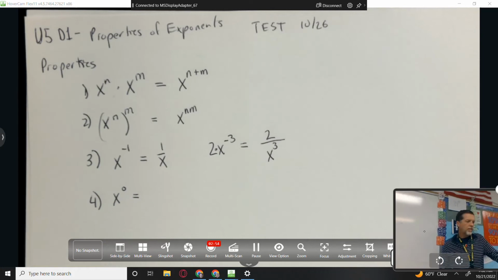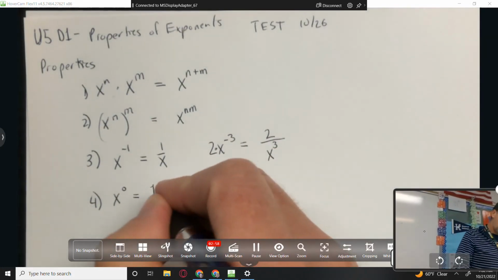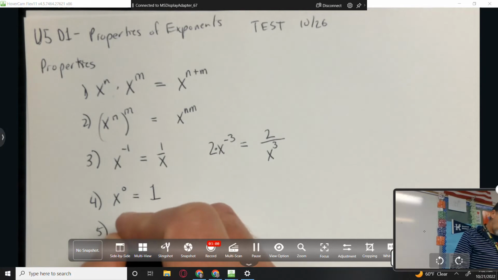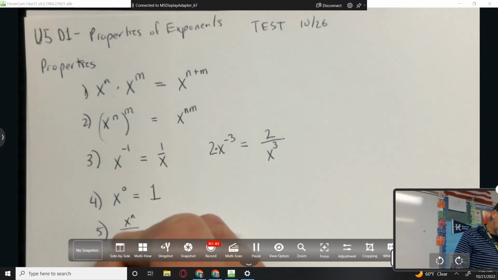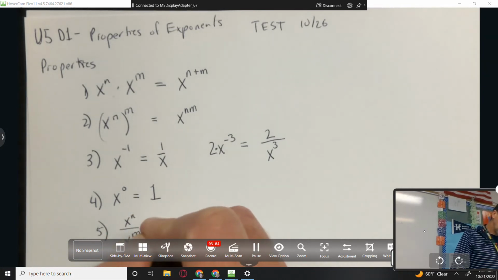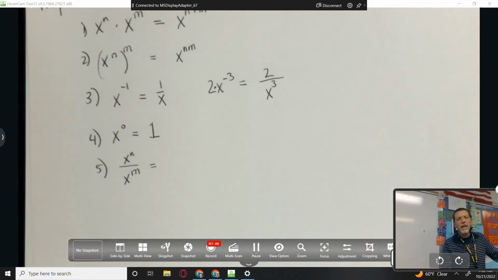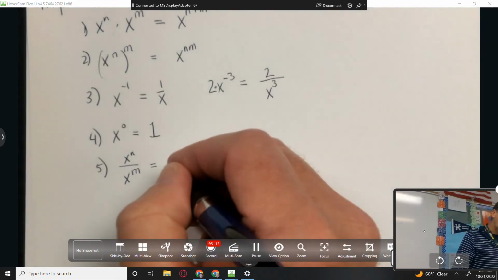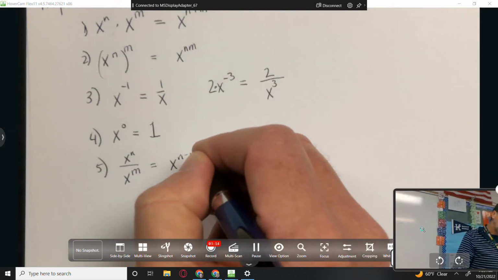What about x to the 0? 1. And then x to the n over x to the m, x to the n divided by x to the m. You subtract the exponents. The top one minus the bottom one.